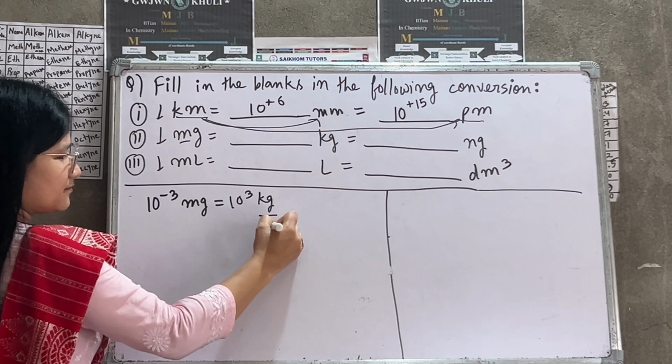Means this one is the highest unit, so it is a least to highest unit conversion. So here we get a negative value.